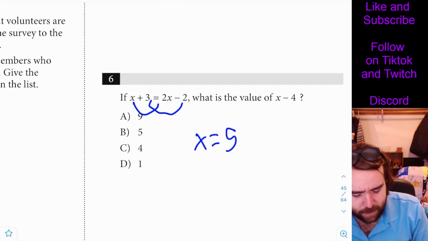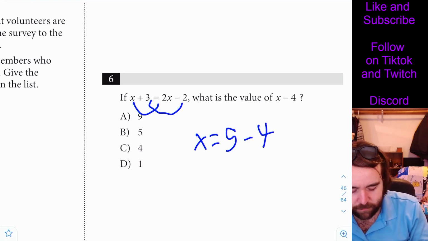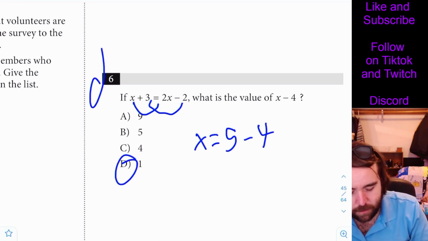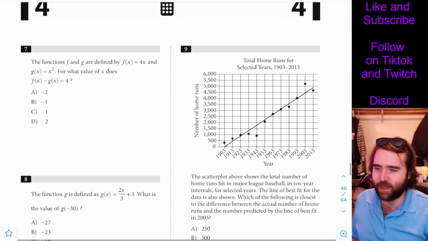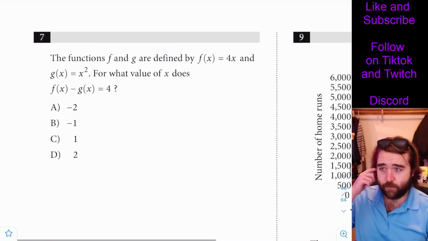So then what is x minus 4? Just gotta subtract 4 from it. You just get 1. Easy enough. Notice we've had really no need at all to whip out a calculator yet.